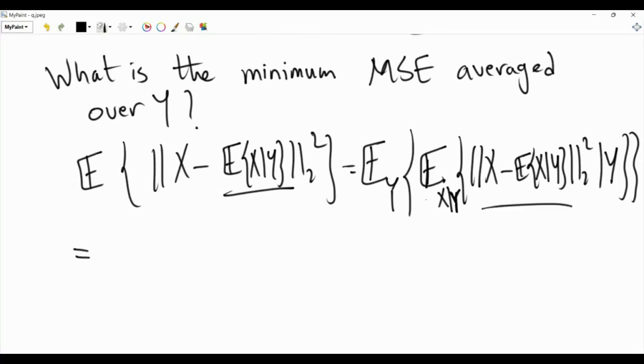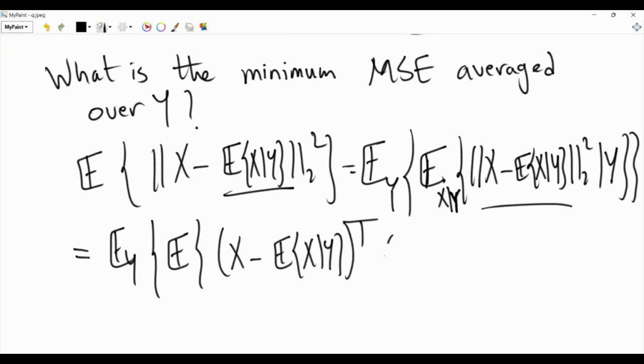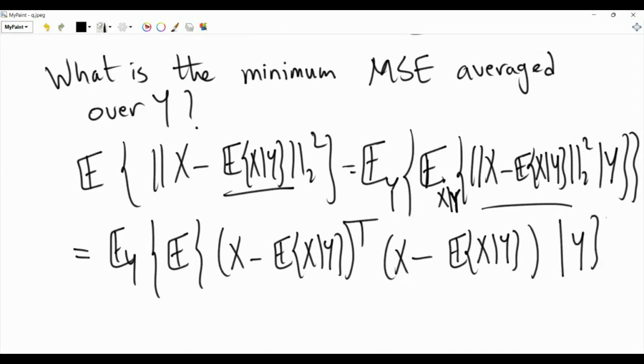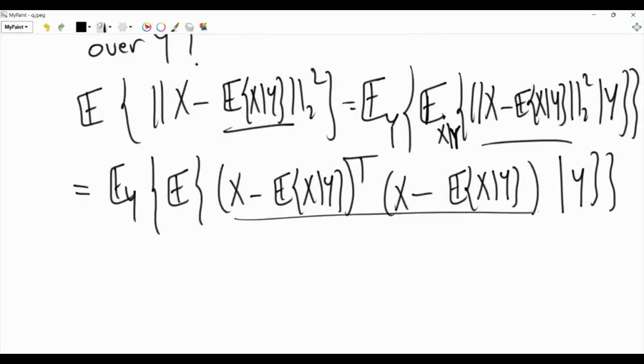squared and write it as an inner product of two vectors. So I take this L2 norm squared and write it as x minus the expectation of x given y, transpose, times x minus the expectation of x given y. Now, this is a scalar. This is a 1-by-1 matrix. So this is equal to the trace of the same quantity. Again, it is a scalar; think of it as a 1-by-1 matrix, so it is a matrix with just one element on the main diagonal. And so if you take its trace, it is just this element.